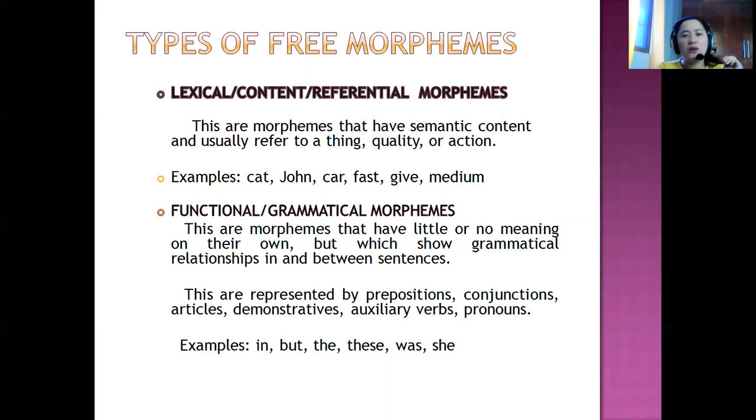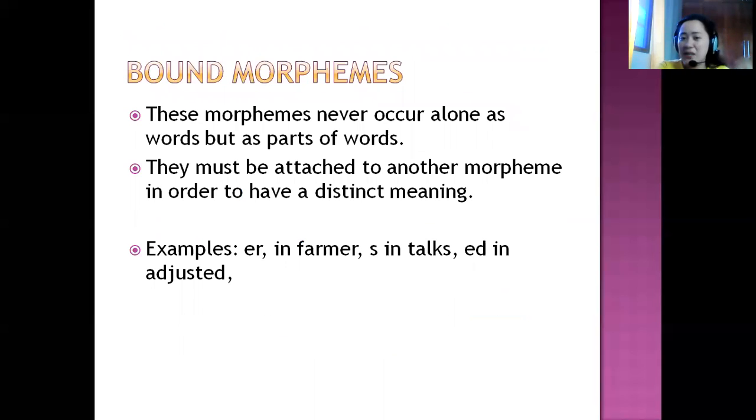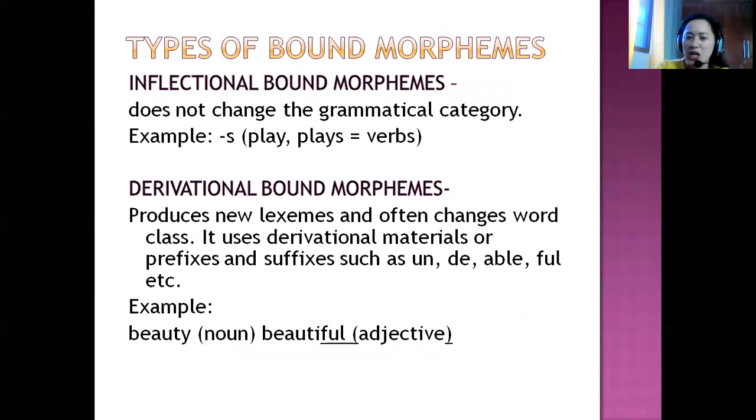Okay, so there are also two types of bound morphemes, the inflectional and derivational bound morpheme. You will know that it's derivational if a new lexeme or a new grammatical category is being derived.